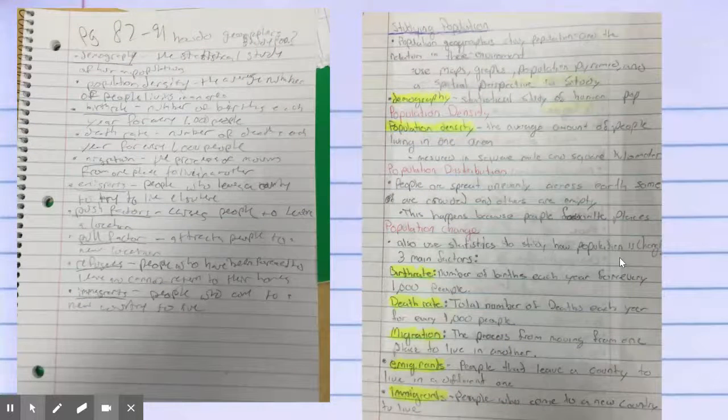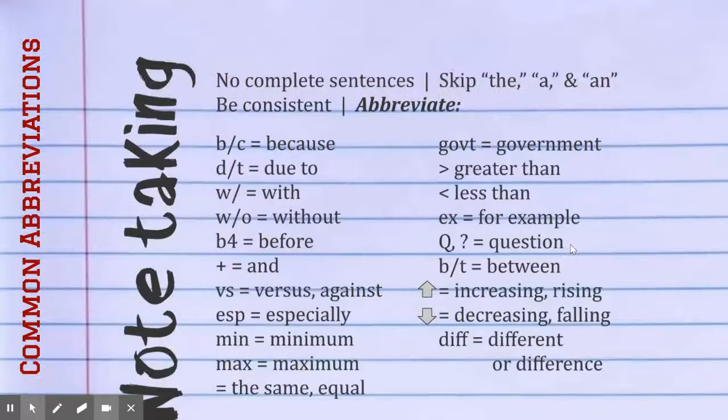Here's our example that we saw in our previous lesson on emphasis, and here are some of the notes that students took before. And when we look at this from the perspective of abbreviation, do we see evidence that these people have abbreviated in their notes? Not so much, maybe not at all. So what can we do? We can use common abbreviations.